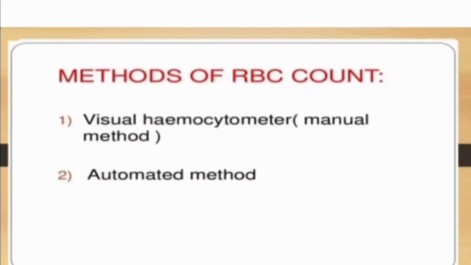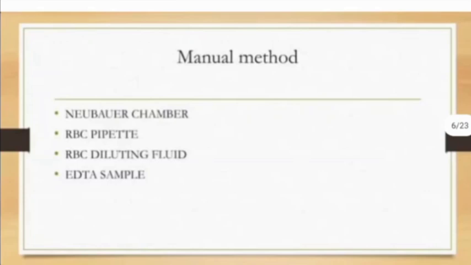So what are the methods of RBC count? There are two methods: visual hemocytometer, also called the manual method, and the automated method. The manual method uses: Neubauer chamber, RBC pipette, RBC dilution fluid, and EDTA sample. These are the components used in the manual method.